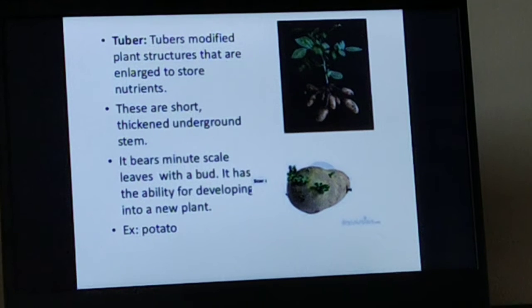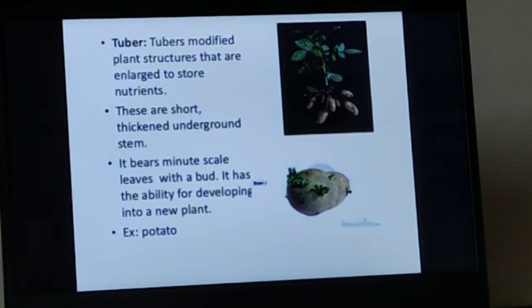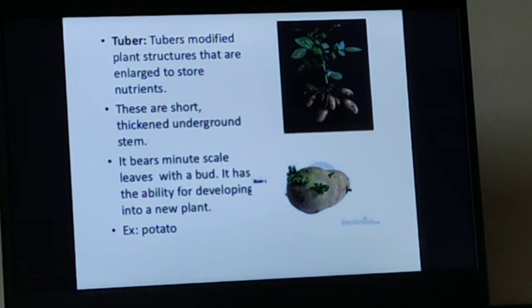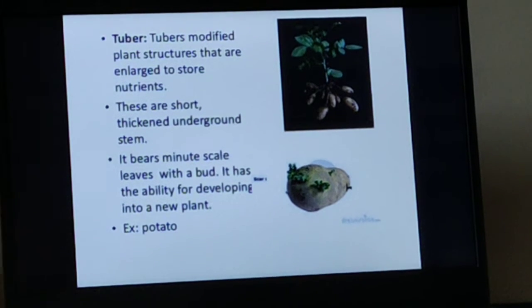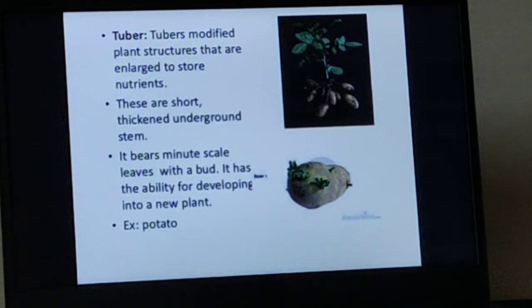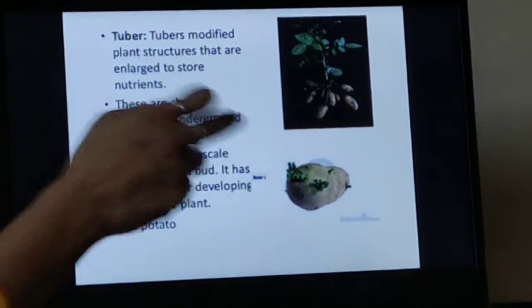Okay, and if you just take out that bud and grow it in the soil, it will give rise to a new plant. Means what? That bud is a vegetative part of the potato, an underground stem, which can give rise to new offspring. So this tuber can be seen in the potato, you can see here.